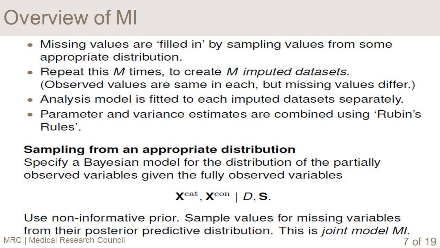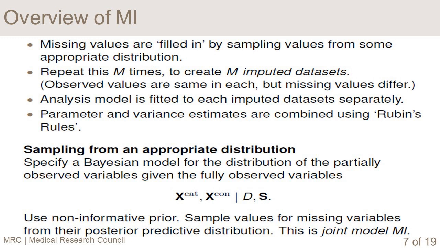I'll come back to that in a moment. In this way, we create one imputed data set. So this is a data set where there are no missing values. And we do that not just once, but multiple times, say capital N times. And then we fit the analysis model, the conditional logistic regression, to each of the imputed data sets separately, and then we combine the parameter and variance estimators to get an overall set of parameter estimates and variance estimates using Rubin's rule.